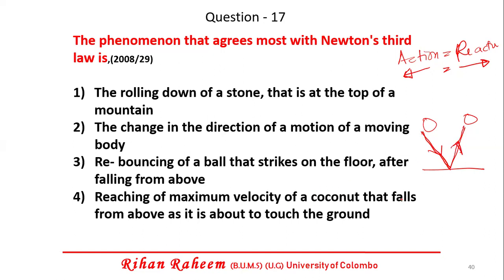Reaching the maximum velocity of a coconut that falls from above as it is about to touch the ground. That is general, no? When an object is falling down, velocity will increase, and then maximum velocity at the bottom is due to the equation v equals u plus at, no? Due to the acceleration, velocity increases and reaches maximum. That is nothing related to Newton's third law.